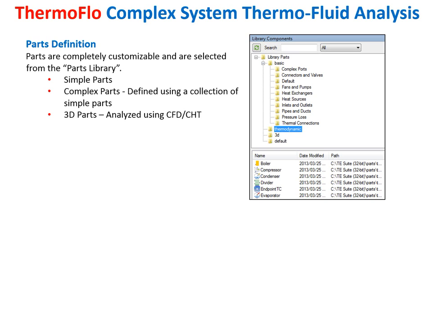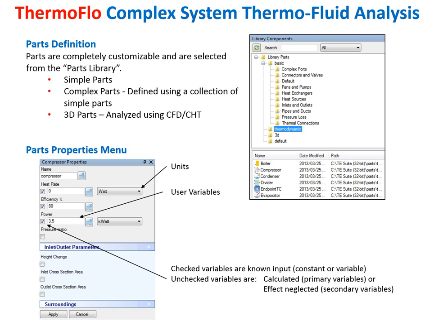There are 3 types of parts to choose from. Simple parts are entirely defined using a single entity. Complex parts are defined using a group of simple parts, but displayed on the screen using a single icon. 3D parts are parts whose behavior is predicted using a coupled three-dimensional thermal and/or CFD model. 3D parts are only available when ThermoFlo is accessed from TE Suite Variable Fidelity Analysis package.